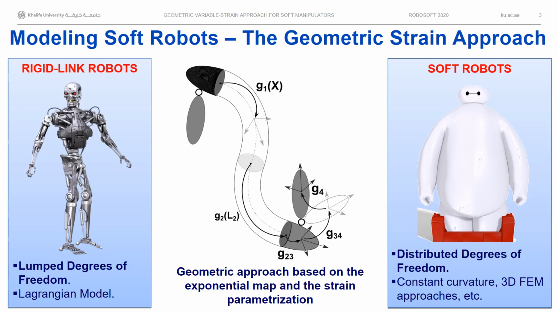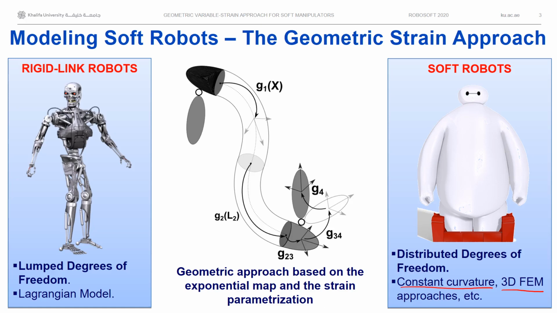One of the main challenges for the development of soft robotics is its modeling aspect. Modeling of soft robots is a very active research area that has produced a lot of outcomes so far. Probably the most popular and commonly used models for soft robots are the constant curvature approach and the 3D finite element method, among others. In this presentation, we will present a strain-based approach that has many advantages in our opinion. Some of them will be illustrated in more detail later on in this presentation.